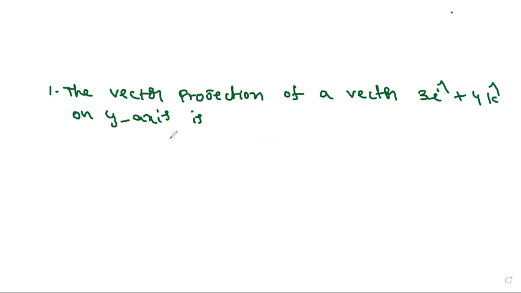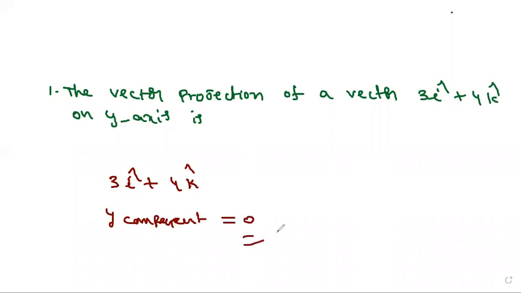Here the given vector is only 3 i cap plus 4 k cap, and really there is no y component. i cap represents the x axis, k cap represents the z axis, and j cap represents the y axis, but j cap is not there. So there is no y component, so it is equal to 0. So 0 is the correct answer for this particular question.